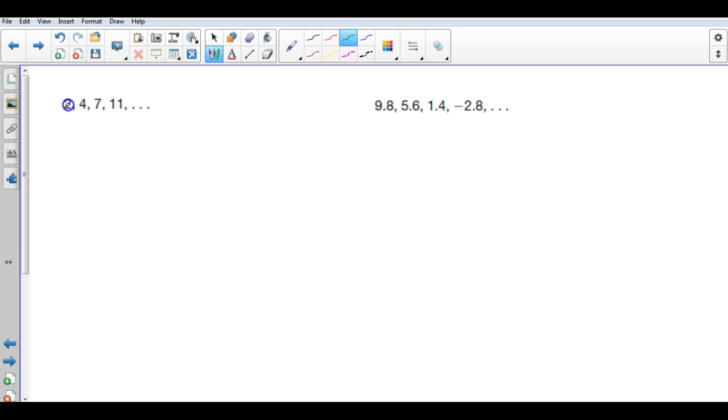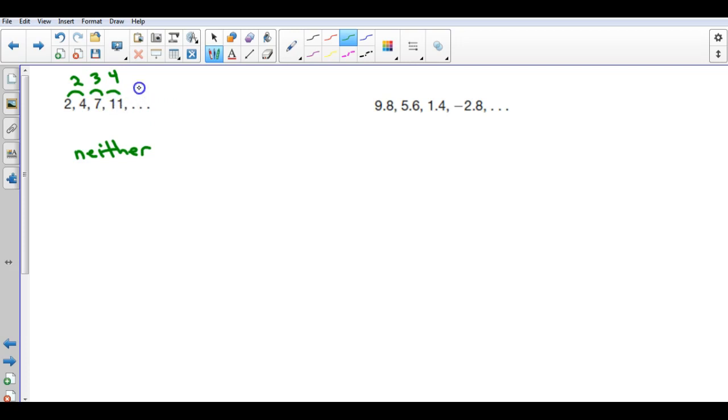If I take 4 divided by 2, that's 2, but if I take 7 divided by 4, that's not 2. So this is not arithmetic and it's not geometric. So this one is going to be neither. Again, there's no common difference, there's no common ratio, but notice again, I'm adding 2, I'm adding 3, I'm adding 4. So if I wanted to figure out my next 3 terms, what I would do next is add 5.